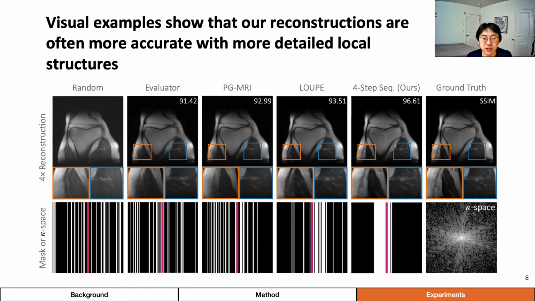Here are some visual examples of our method and other baselines in the 1D setting with 4 times acceleration factor. Our reconstructions are often more accurate with more detailed local structures. For example, the white areas pointed by these arrows are wiped out by other methods, but accurately reconstructed by ours.